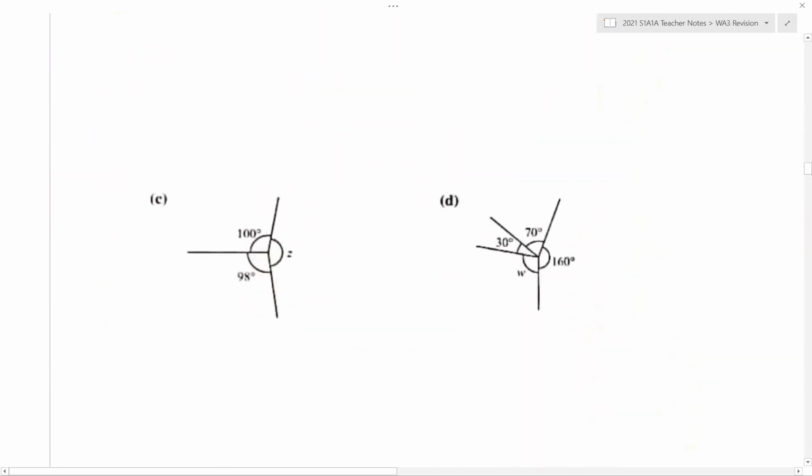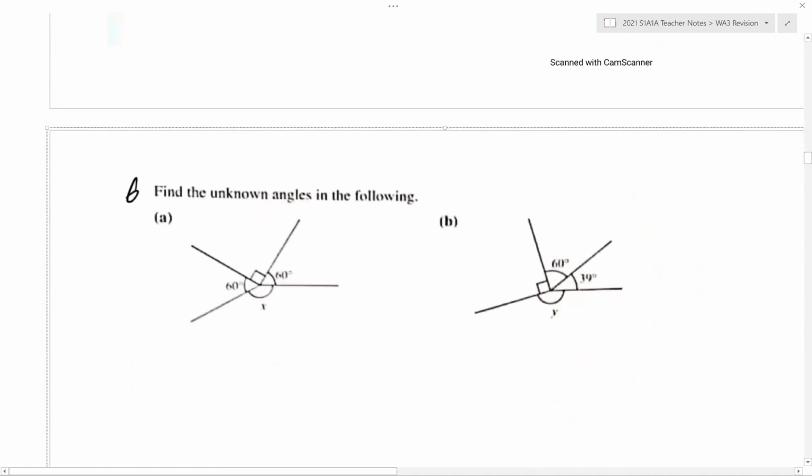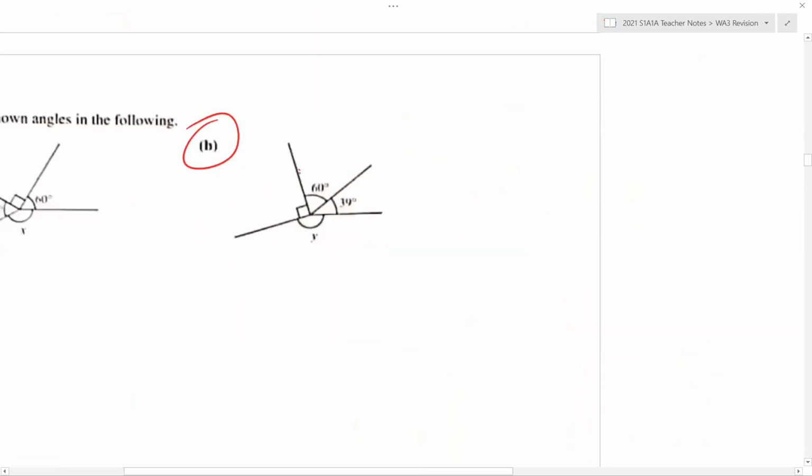And here I'm going to demonstrate just one. Let's do part B, where we have angles at a point. The angle sum will be a total of 360 degrees. This you will need to memorize. So let's add everything up, and we state that it is equal to 360. We've got our 90 degrees, 60, 39, plus y. All these will give us 360 degrees.